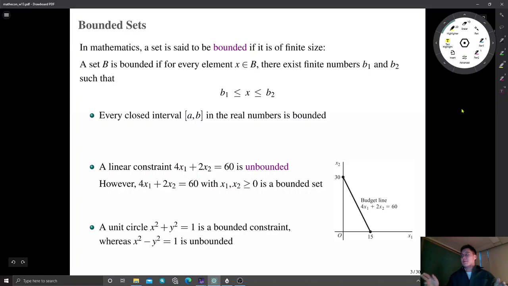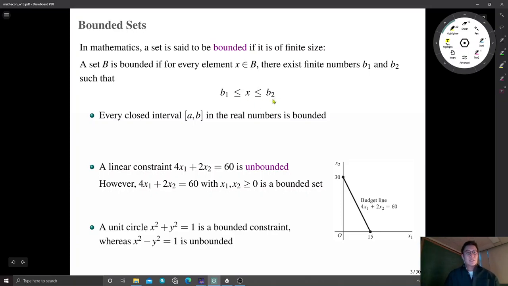Its definition is really simple and intuitive, so easy to understand. In math, we say a set is bounded if it is of finite size. More precisely, if we have a set B, the set is bounded if for every element x in that set, there exist finite numbers b1 and b2 such that x lies in between these two finite numbers. If every element x in that set lies between these two numbers, then we say set B is bounded. Every element is bounded below by some finite number b1, and bounded above by another finite number b2.